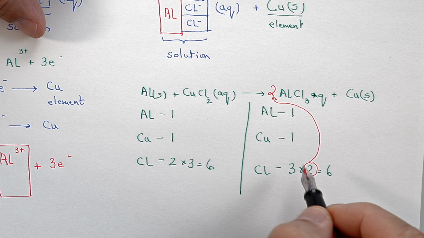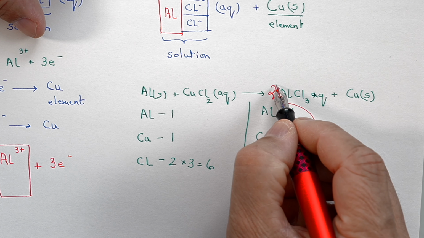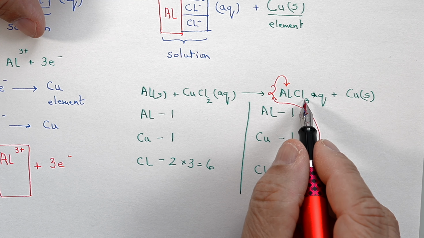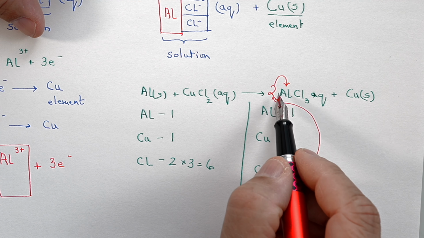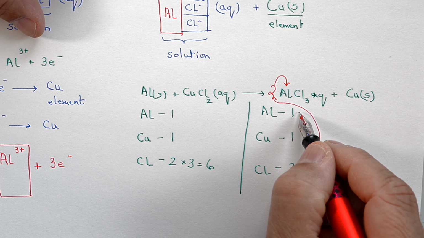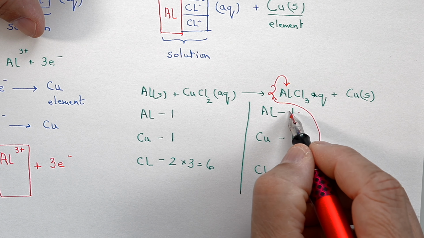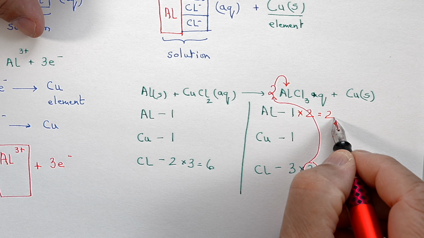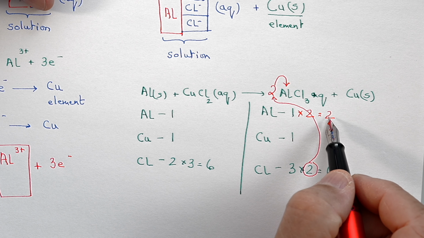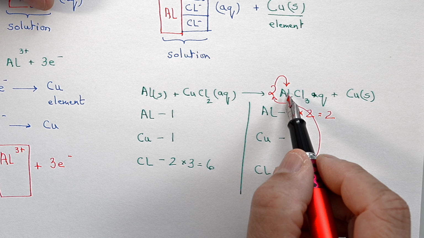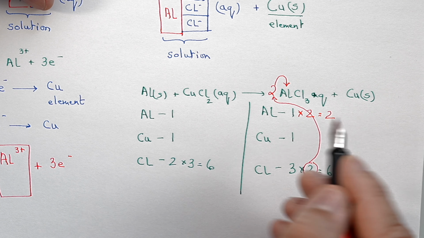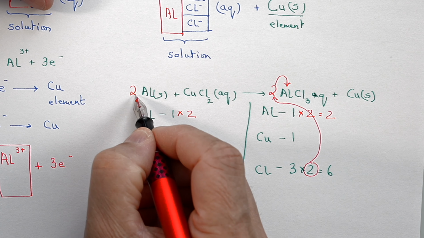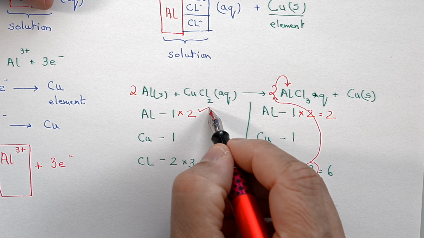That works great. However, the 2 is also going to affect the aluminum. Okay, it's not just the chlorine or the chloride ion. It also affects the aluminum. So we are going to multiply this right here by 2. So now we end up with 2 aluminum. And the reason for that is because right here, the 2 applies to this as well. So we've got 2 aluminum. So we need to multiply this aluminum by 2. We're going to do that. Okay, and these guys are balanced now.